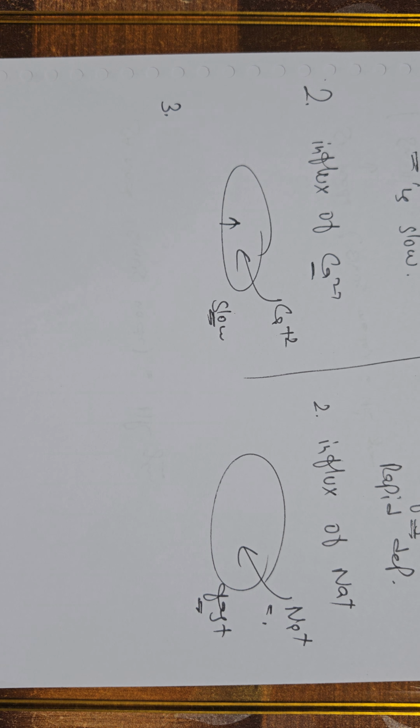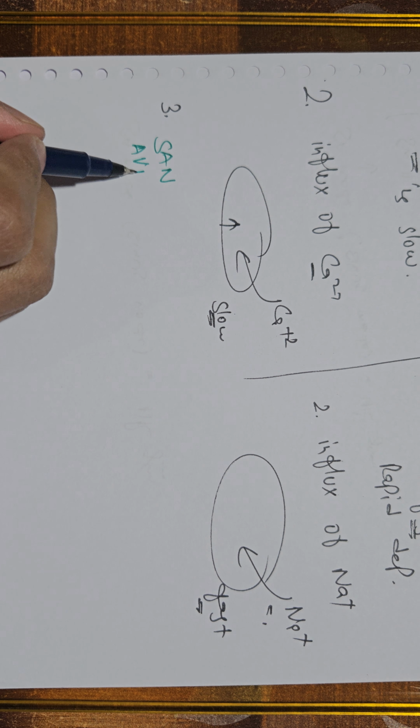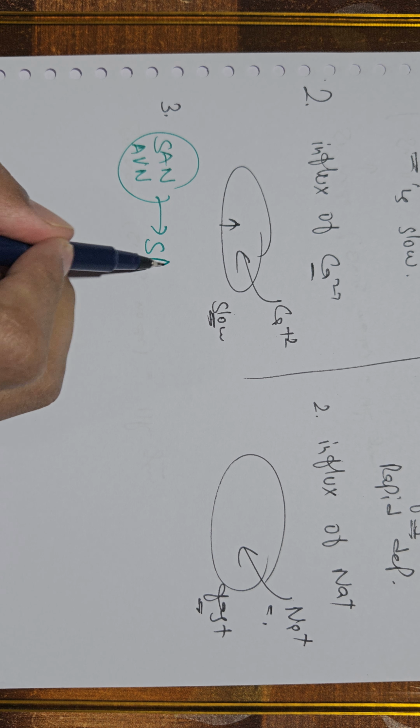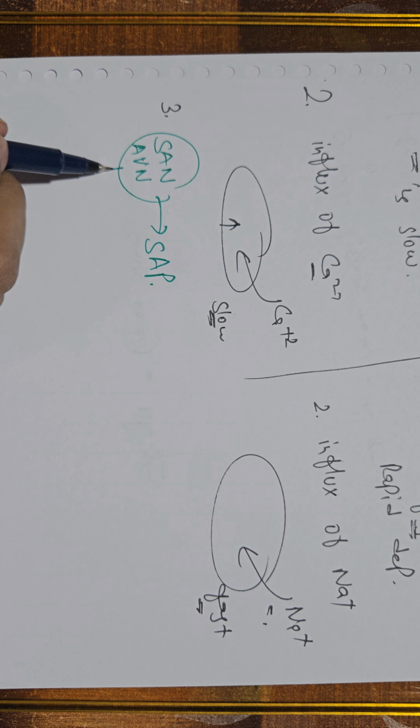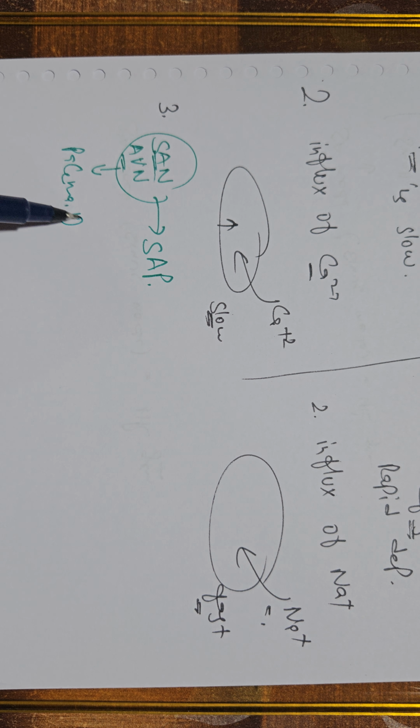Third point, slow action potentials are seen in the sinoatrial node and atrioventricular node. So in the sinoatrial node and atrioventricular node we see slow action potentials. These two are also known as pacemakers of the heart. That means the sinoatrial node and atrioventricular node are known as pacemakers of the heart.